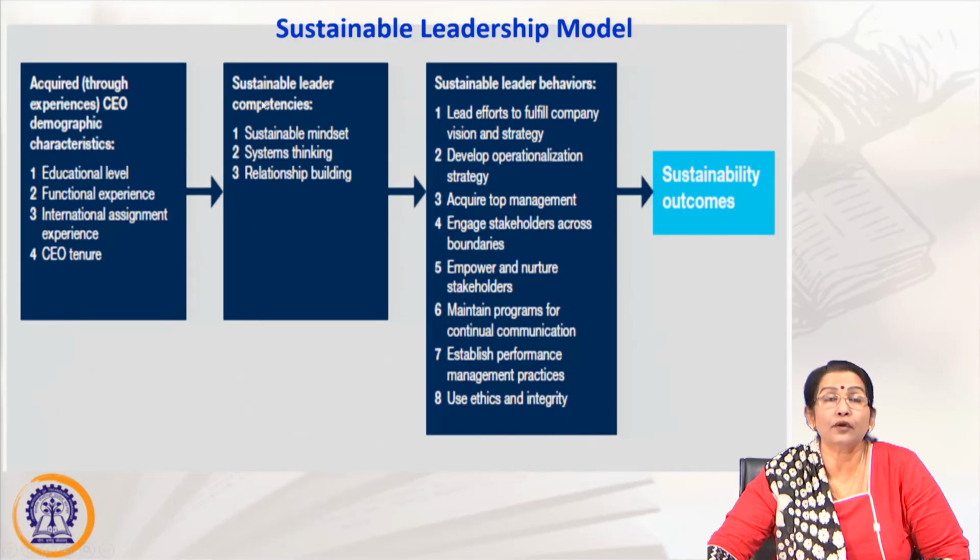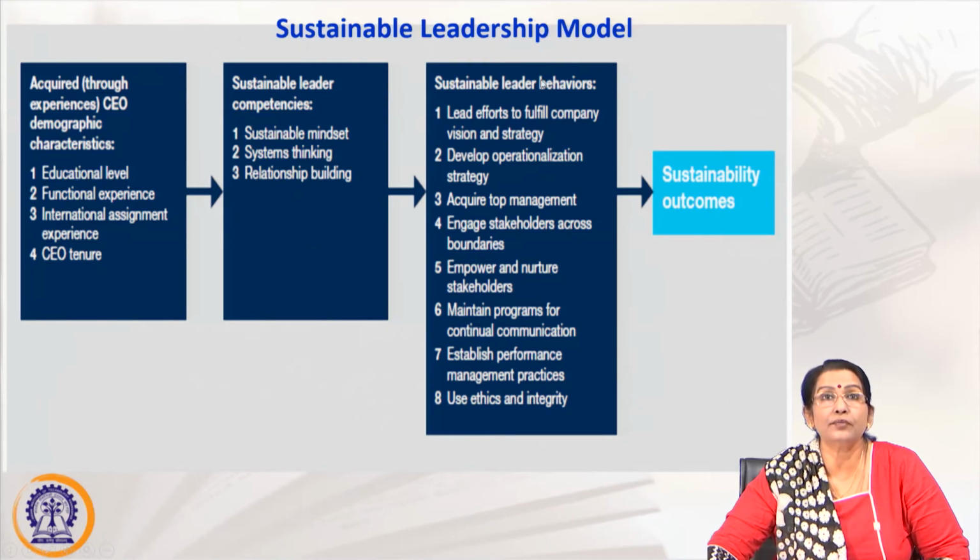Second is the leader's competencies, what he has acquired, and his personality attributes. He must have a sustainable mindset, systems thinking, a holistic thinking approach, relationship building, networking, and personality attributes like positive character strength, positive attitude, emotional intelligence, and cross-cultural intelligence. These are the competencies, attributes and skills of the sustainable leader.